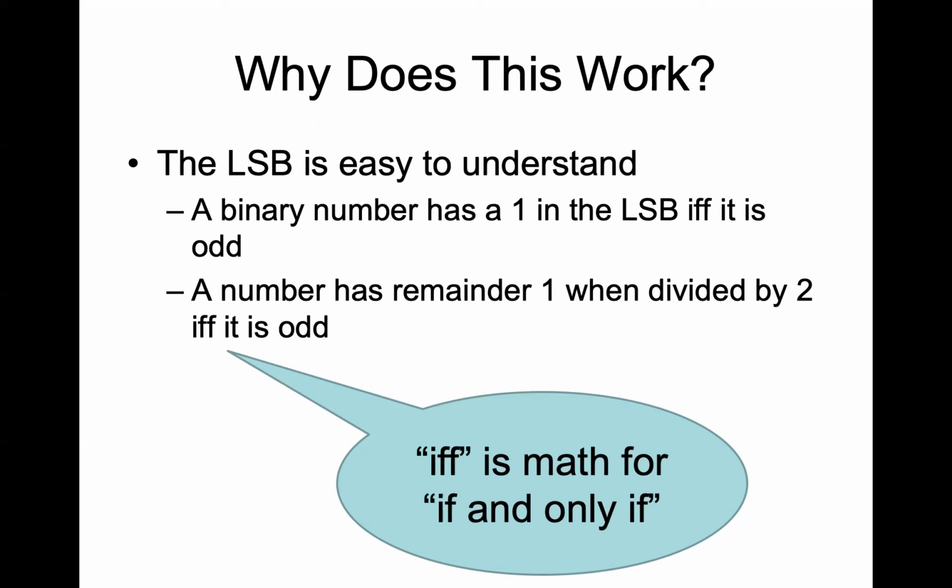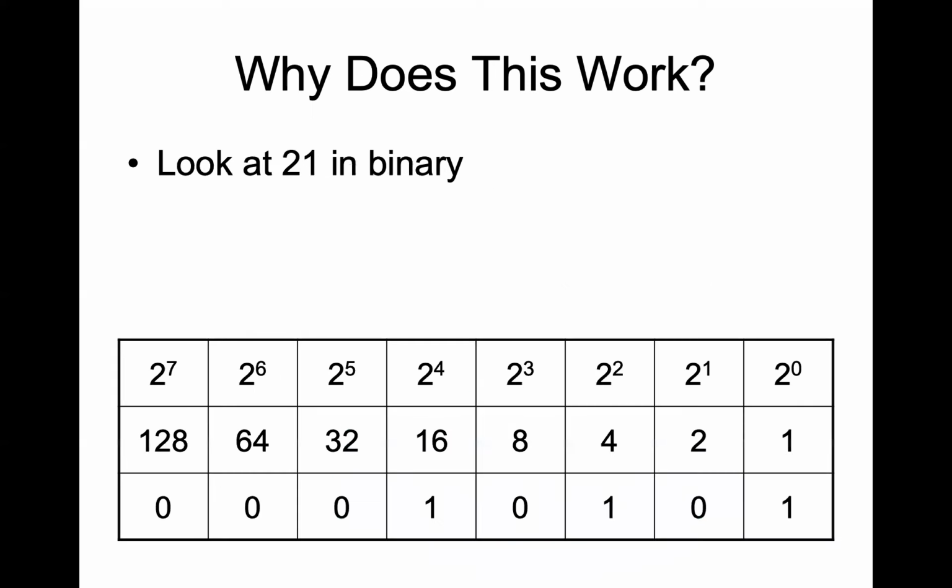Okay, so that was only arguing about the least significant bit. What I hope I've convinced you of at this point in the lecture is that this algorithm correctly works for the least significant bit. We haven't talked about the other bits yet. So let's look at a different example to start to understand why it works in general.